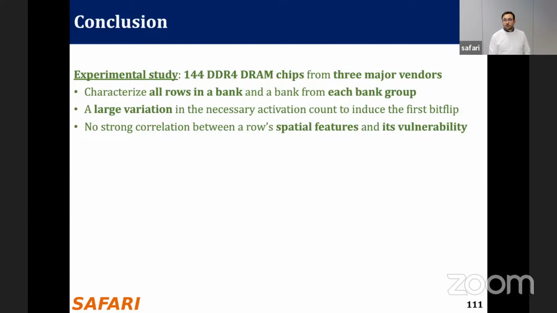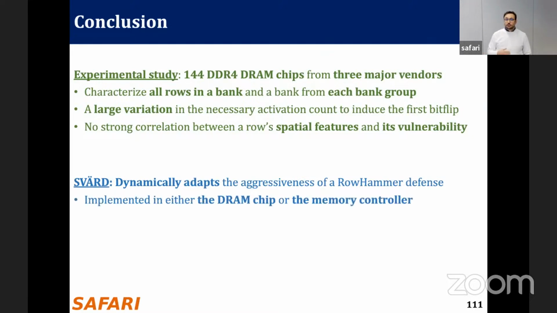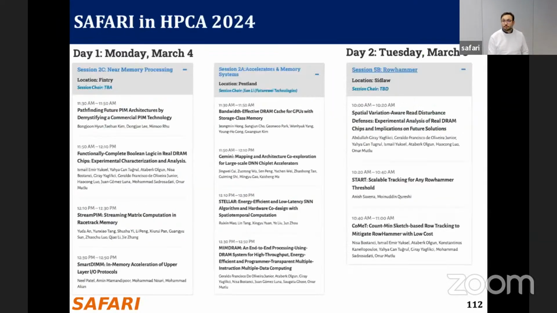And we did not observe a strong correlation between a row's special features and its vulnerability, but still it didn't stop us from proposing this mechanism called Svärd to dynamically adapt the aggressiveness of a RowHammer defense to the vulnerability level of the victim row. We can implement Svärd either in the DRAM chip or the memory controller. And it reduces the performance overhead of existing solutions.